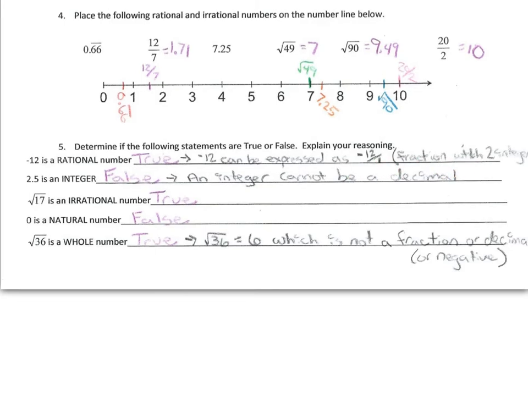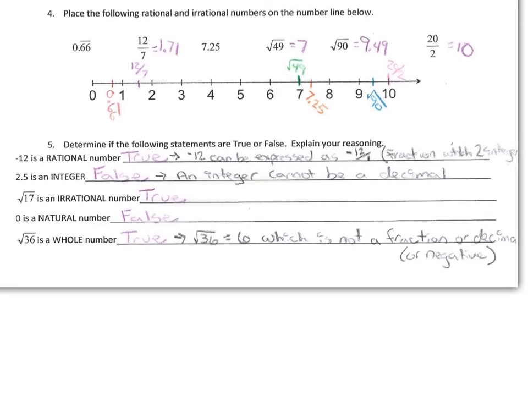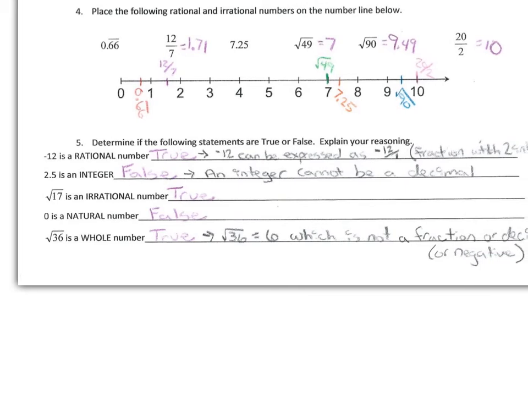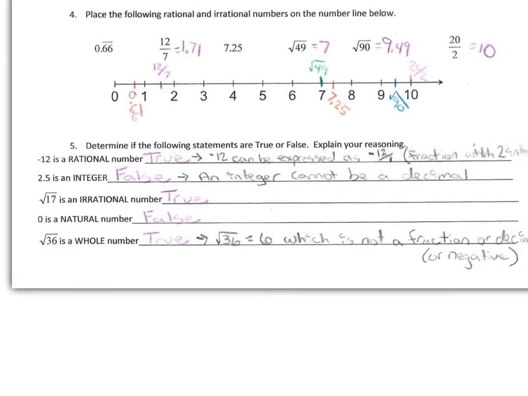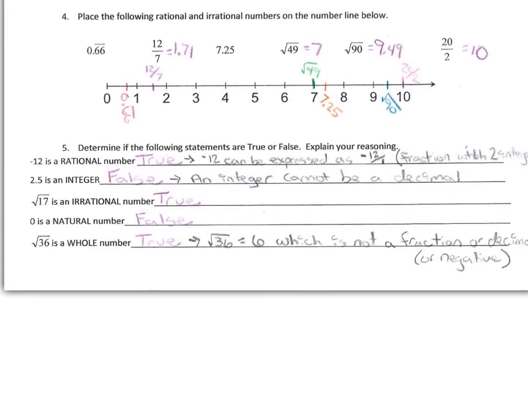Negative 12 can be expressed as negative 12/1, which is a fraction with two integers. 2.5 is an integer. Well, that's false. An integer cannot be a decimal, so that's why this is false.